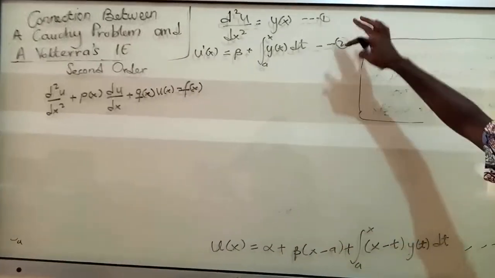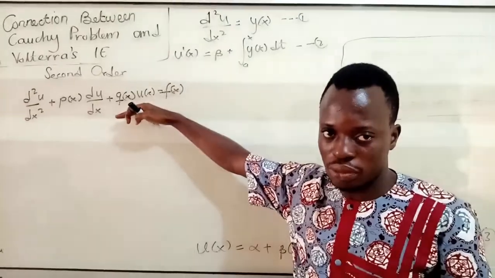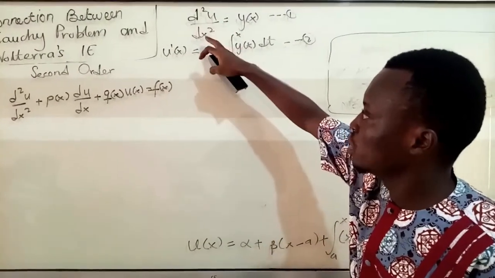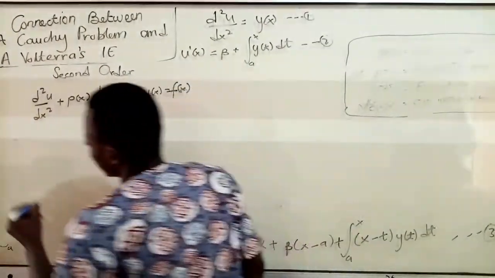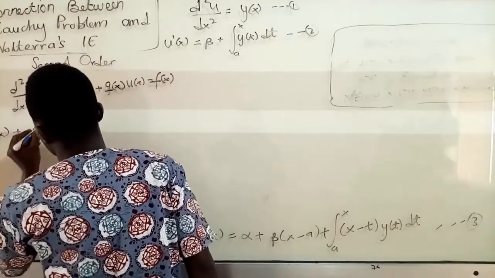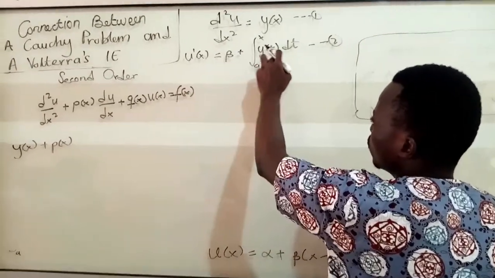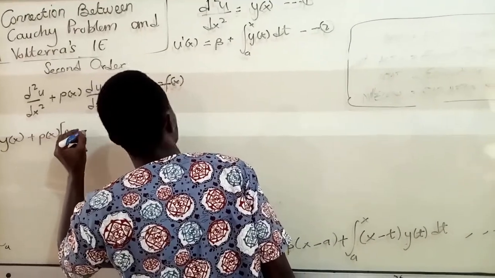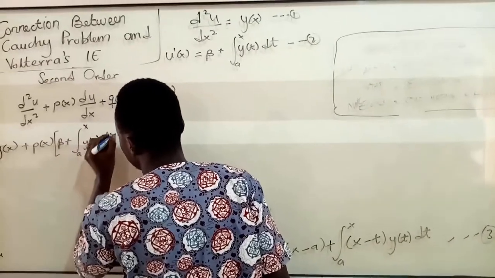Now we have to substitute equations 1, 2, and 3 into this differential equation. We have our u double prime, d squared u dx squared, equal to y of s. So here is y of s, plus p of s du dx, which is equal to beta plus the integral from a to s of y of t dt, into bracket, beta plus the integral from a to s of y of t dt.